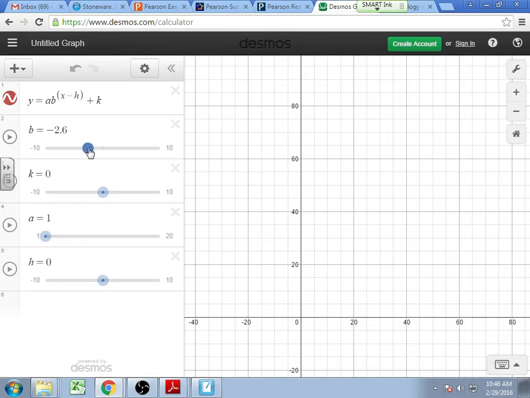So we can see what happens as I change b. What happens to the graph? What happens as I change a, my coefficient? And then what happens as I change x?